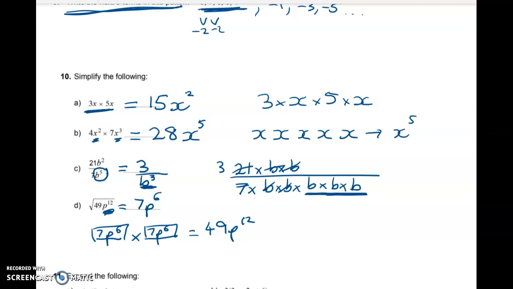Because when we multiply algebraic expressions, we add the powers. And you can see that if we are going backwards, we want p to the power of something times p to the power of something. Those two powers have got to add to give me 12.